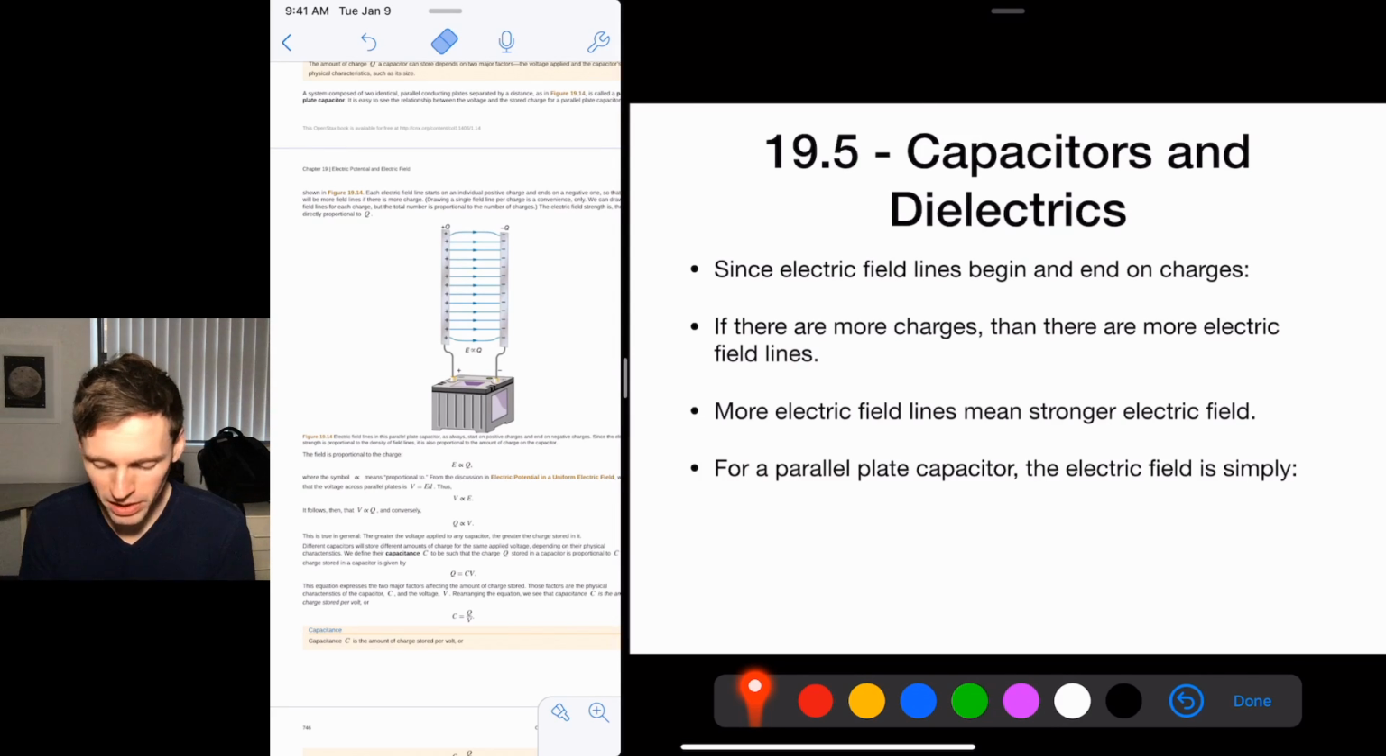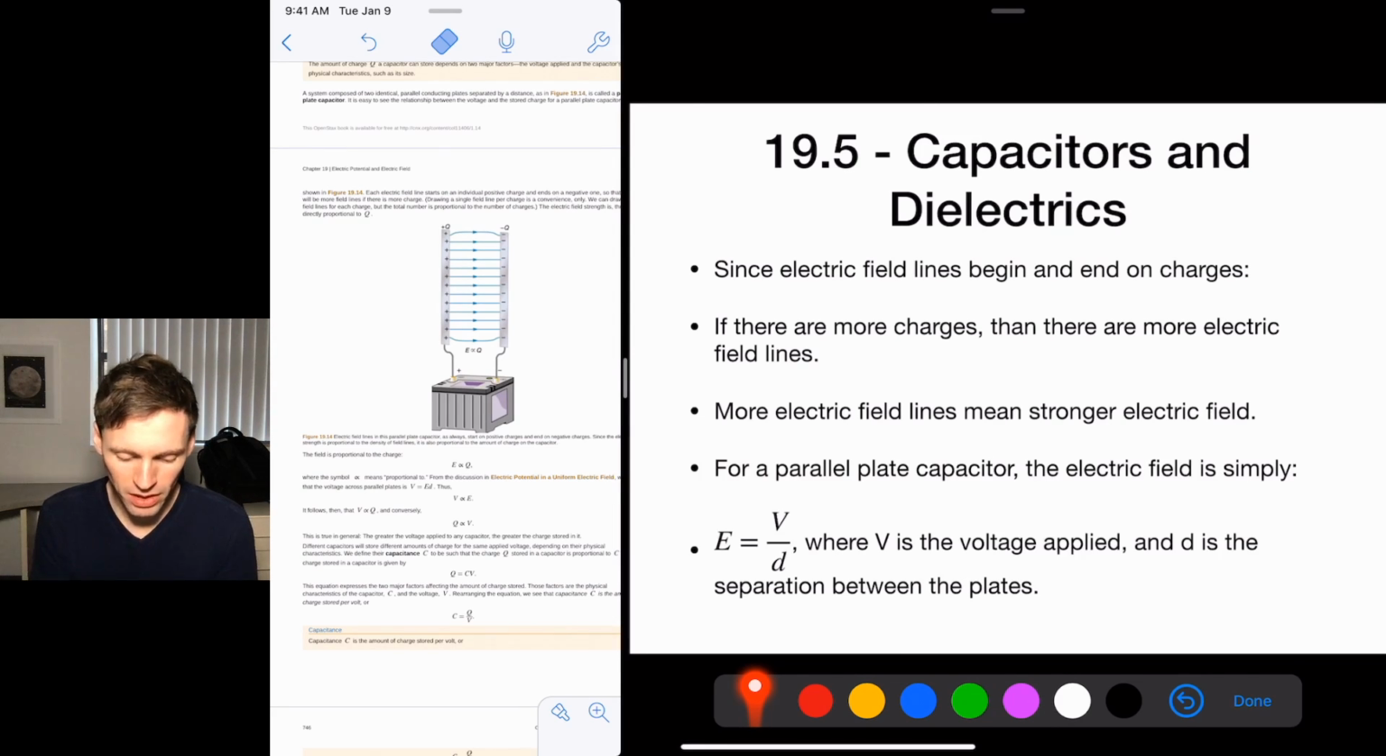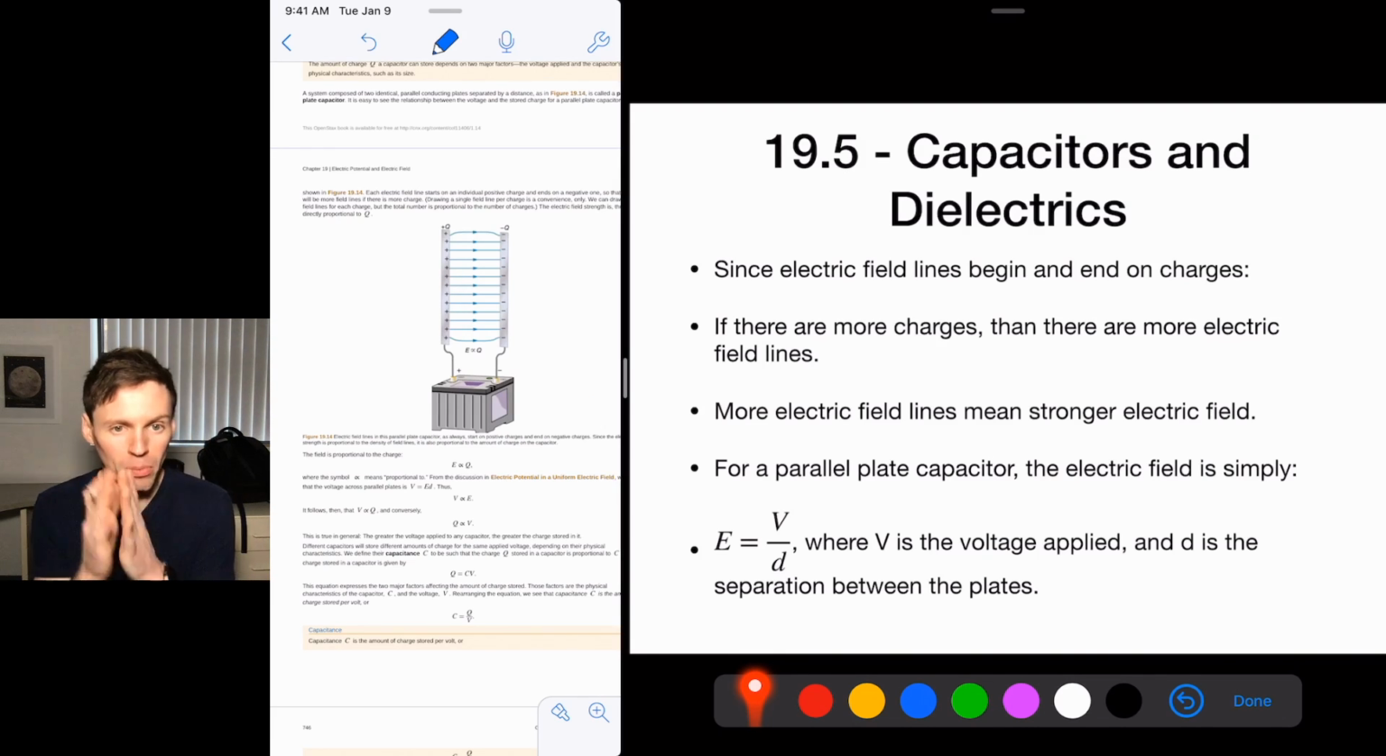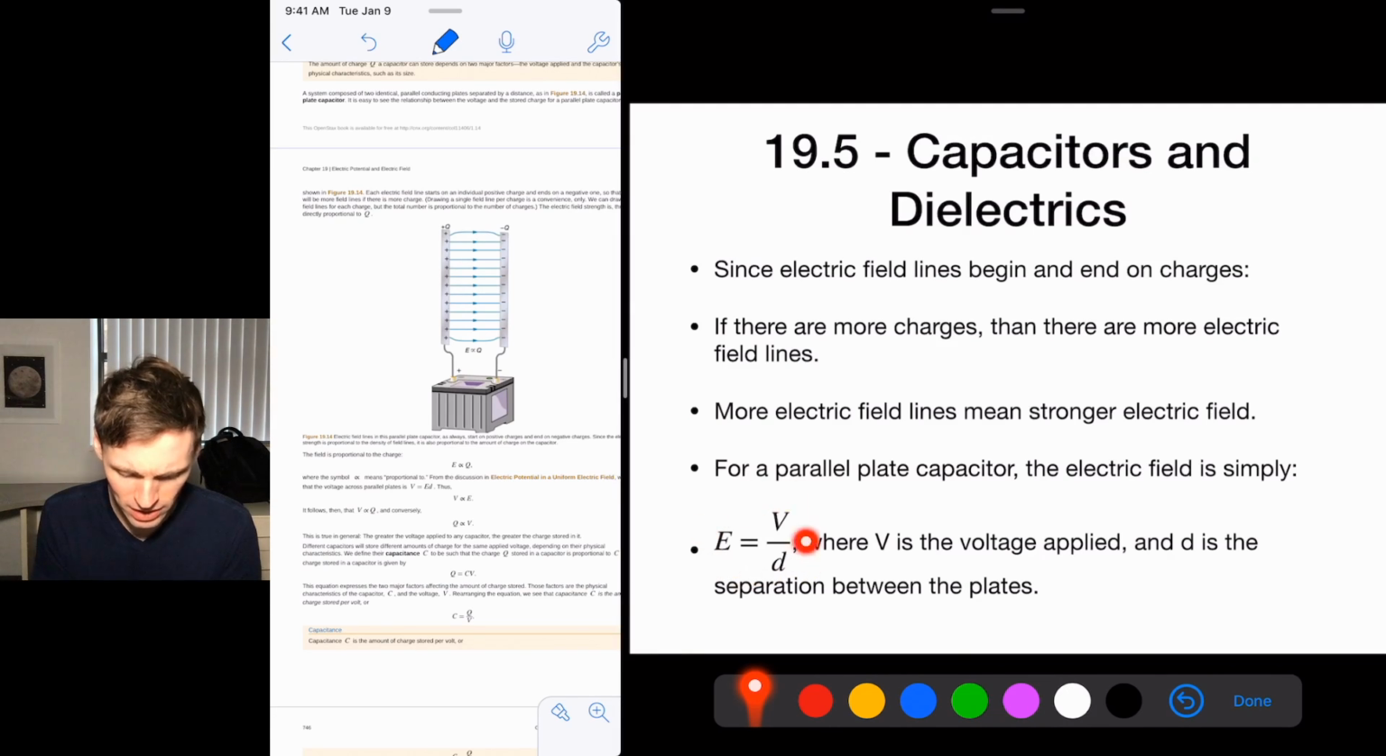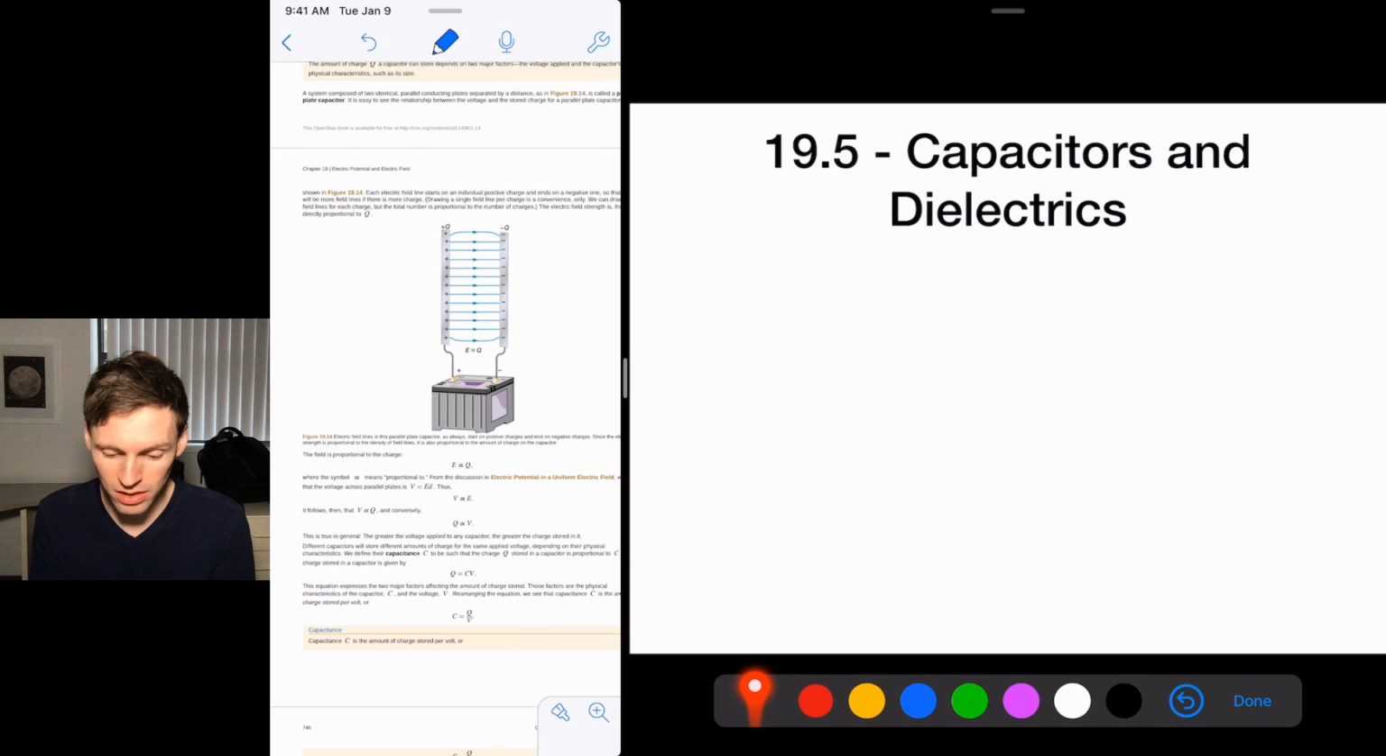So for a parallel plate capacitor, if you want to know what the electric field is in this region of the capacitor, it's simply the voltage across it. So if this was a 12-volt battery, then it would be 12 volts, simply that voltage divided by how far apart the plates are, the d separation. So that's easy. That's it. This is a special case: the electric field of a capacitor is just the voltage across the capacitor divided by the distance between the plates.